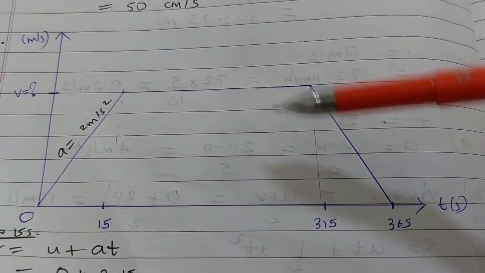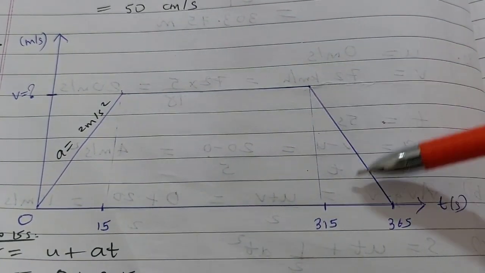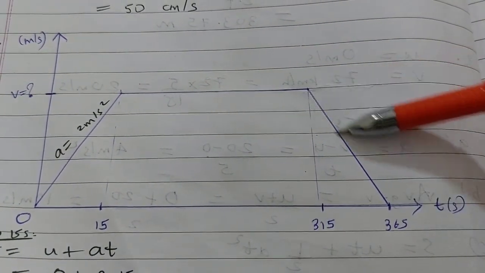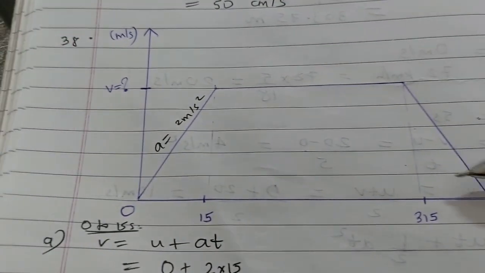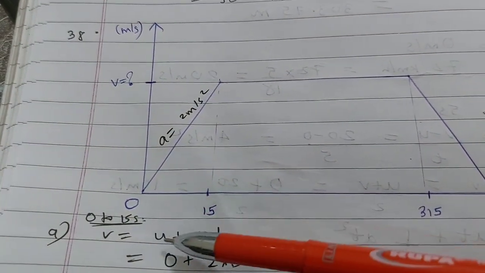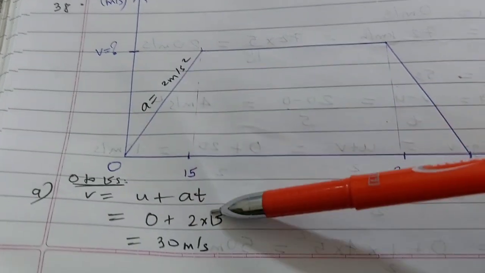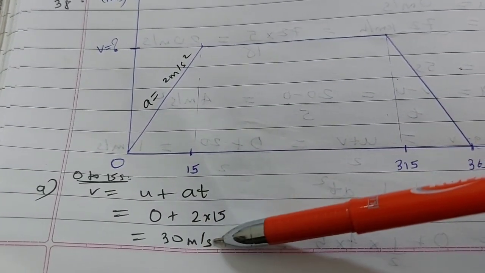The next 300 seconds, constant velocity. And the last 50 seconds, uniform retardation. First question, always give the headings of time. What is the final velocity achieved? Well, v is equal to u plus at, which is 30 meters per second.